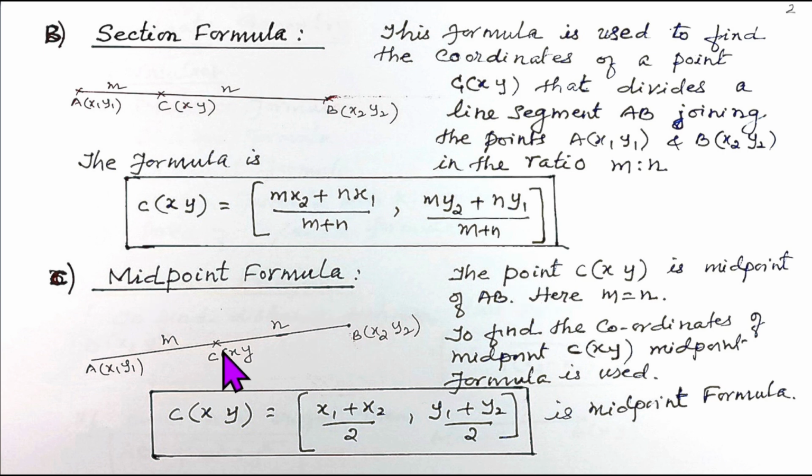The point C(x, y) is the midpoint of AB. Here it was not at the midpoint. Now here it is at the midpoint. Point C(x, y) is the midpoint of AB. Then the formula which finds the coordinates of this point C(x, y) is known as the midpoint formula.